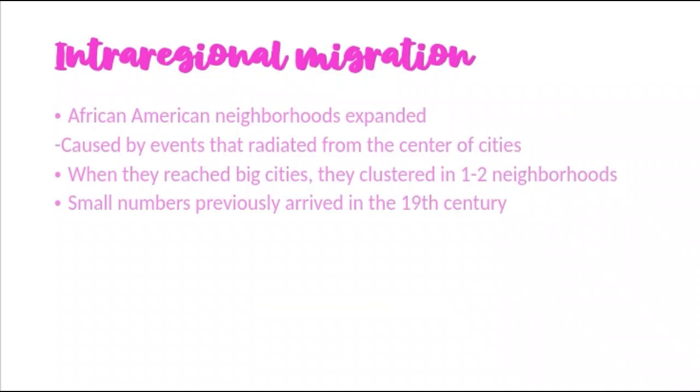Intra-regional migration. African American neighborhoods expanded, and this was caused by events that happened from the center of the cities. Once they reached bigger cities, they would cluster in one or two neighborhoods. Small numbers had previously arrived in the 19th century.